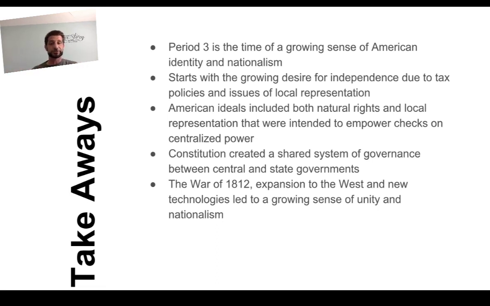The Constitution that was created was a shared system of governance between central and state governments. And then last off, very important, was what happened after the War of 1812. Once the War of 1812 is done, people began expanding out west. There's a growing sense of unity, but at the same time, as people expand out west and slavery expands out west, we're also going to see a growth in sectionalism and regionalism. So that takes us up in period 3 in this beginning of our time period, and then we'll continue with the story as we get into the next period leading up to the Civil War.